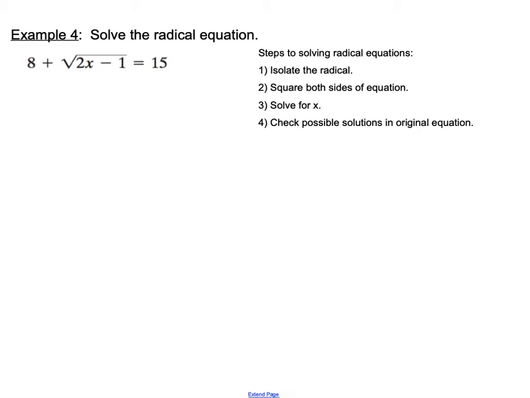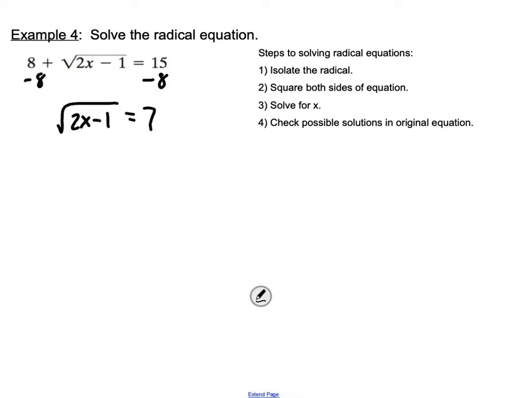Let's try another one here. Solve the radical equation. So isolate the radicals first. That square root of 2x minus 1 is not by itself. There is an 8 connected to it. So let's get rid of that 8 over there. To do so, we're going to have to subtract 8. So now on the left-hand side, I get the square root of 2x minus 1. On the right-hand side, I get 7.